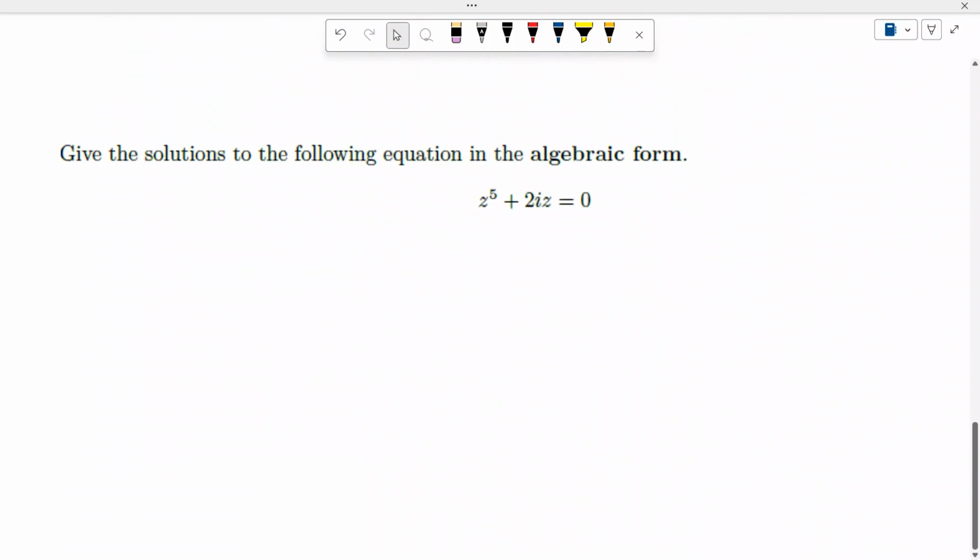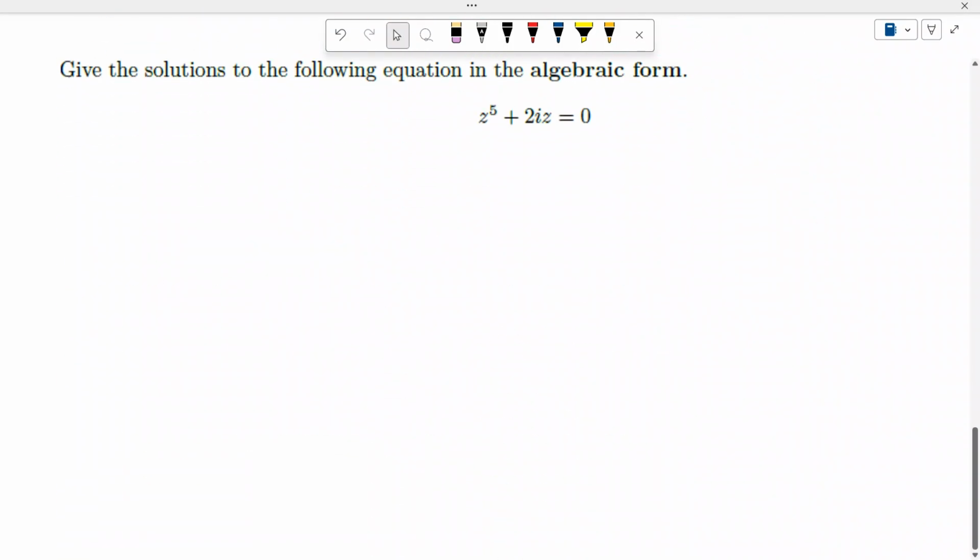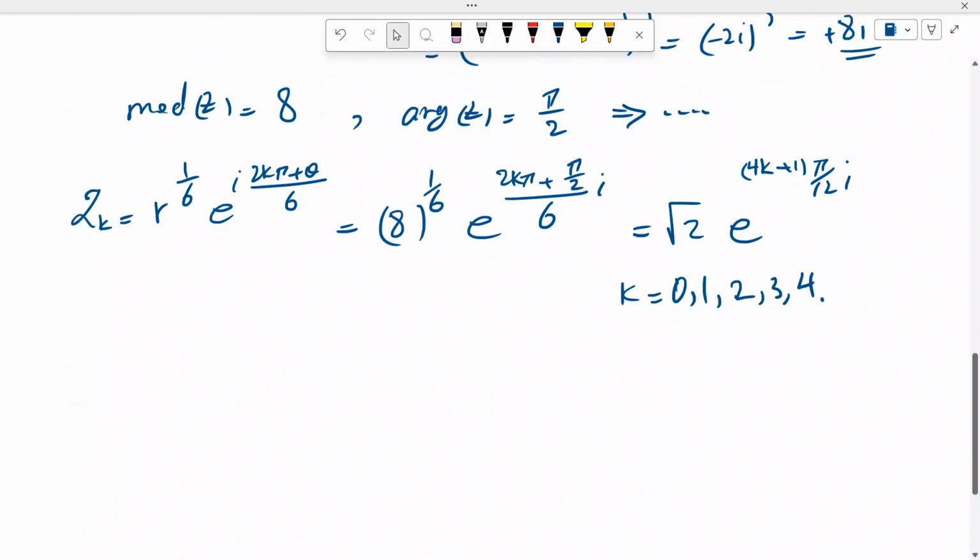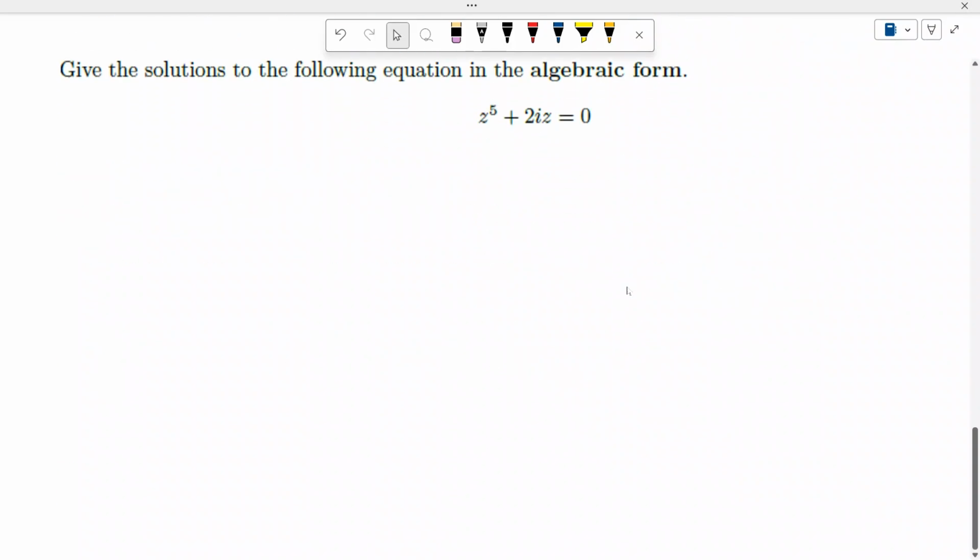Now, for example, here we want to find the solutions of this equation and give them in algebraic form. This time we want to continue. So this is in exponential form. We left it like this. But now we want to continue, as the question says, to algebraic form.